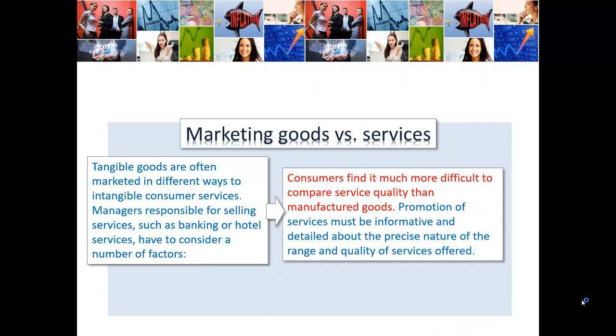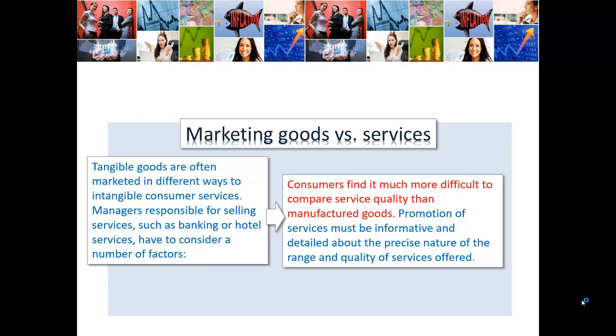Consumers are going to find it much more difficult to compare service quality than with manufactured goods. So promotion of services must be informative and detailed about the precise nature of the range and quality of services being offered. Why our haircuts are likely to be better than our competitors' hair services.